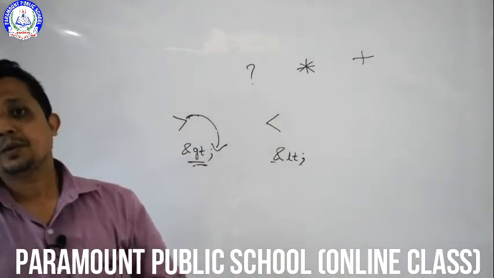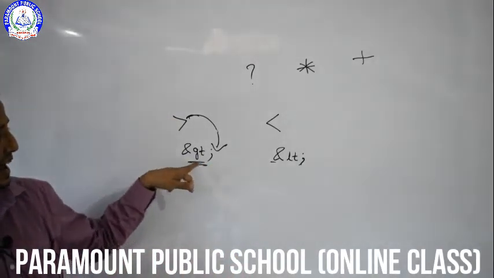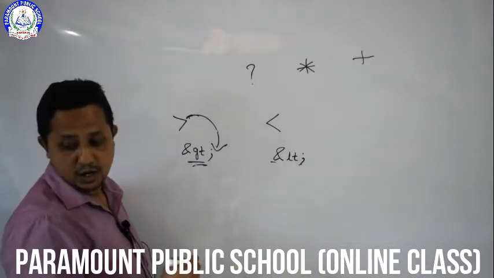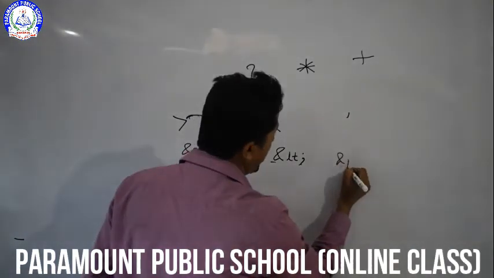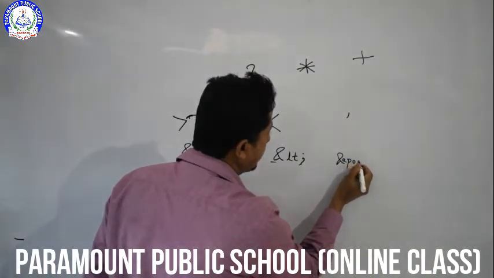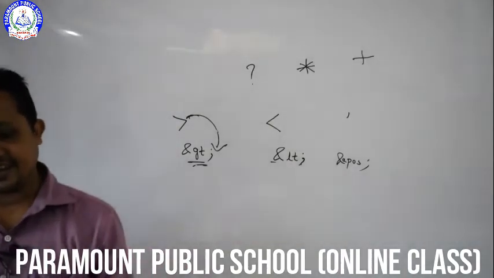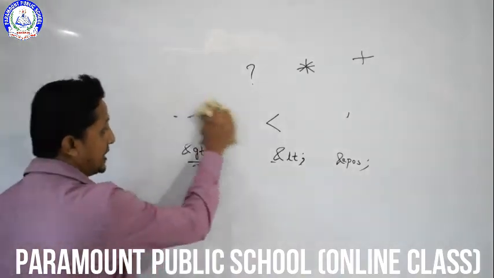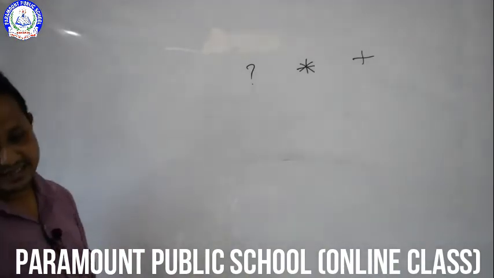Now we can use the predefined entities. These are predefined entities. Another example is the apostrophe, which is written as &apos;. So these all are predefined. And user defined entities: if you want to use a user defined entity, the syntax is like this.